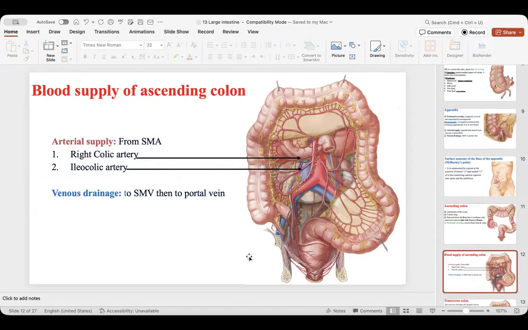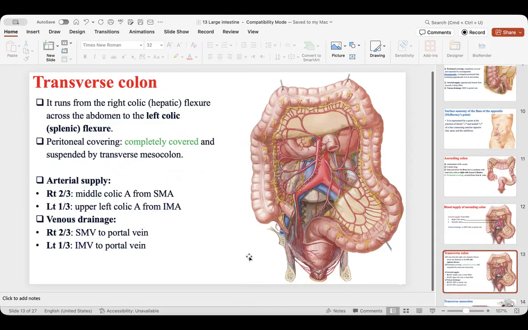Regarding the blood supply, the SMA gives the ileocolic, ileocecal, and right colic, and all of this drains in the superior mesenteric vein and then the portal vein. For most of the midgut, the venous drainage is the superior mesenteric vein and finally the portal vein.